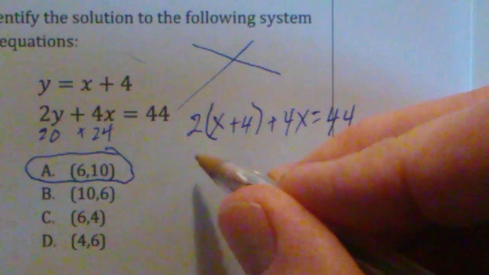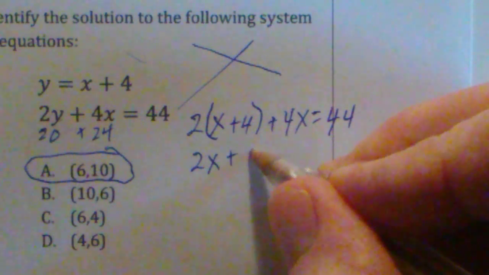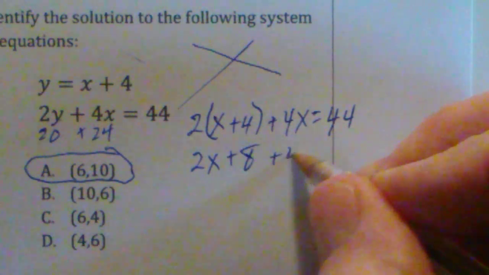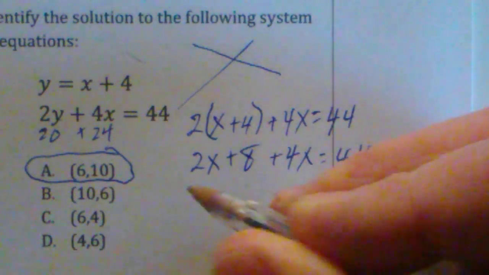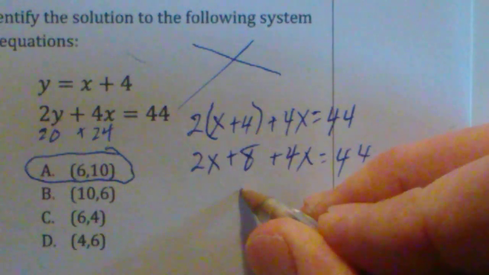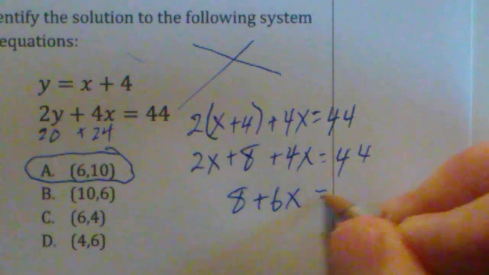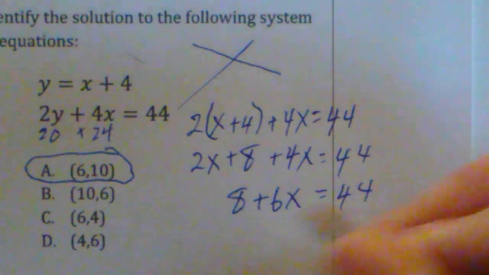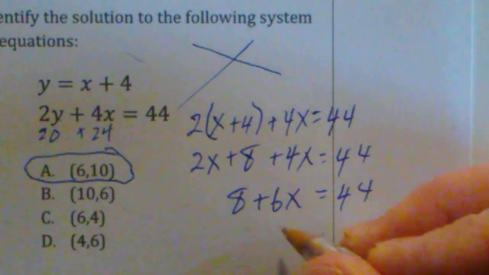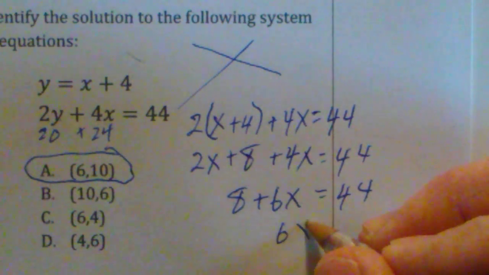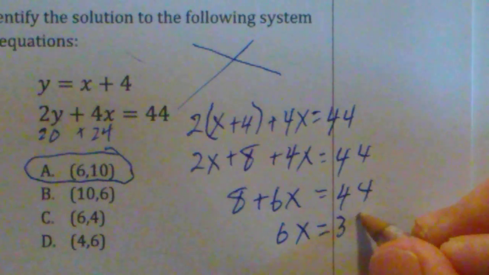2 times x plus 4 is 2x, but you also have to multiply the 2 times the 4, plus 8 plus 4x equals 44. The 2x goes with the 4x, you end up with 8 plus 6x equals 44. Subtract 8 from both sides because we want to end up with just x. Well, get rid of the 8. 6x, we have to subtract 8 from the other side too, equals 36.